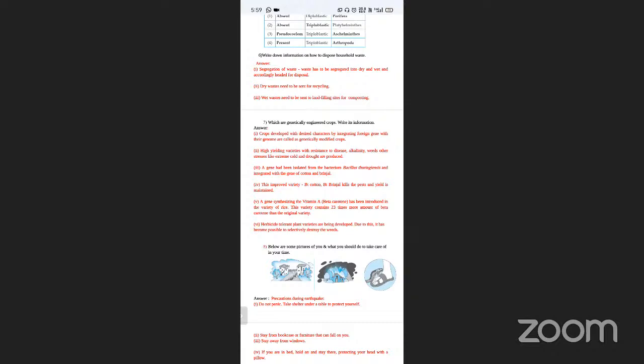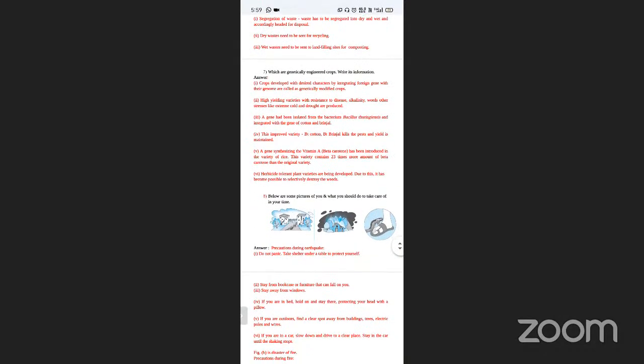Sixth point, herbicide tolerant plant varieties are being developed. Due to this, it has become possible to selectively destroy the weeds. These plant varieties can tolerate herbicides, and the herbicides can selectively destroy the weeds. So these are the genetically engineered crops. You can remember this information and write it.